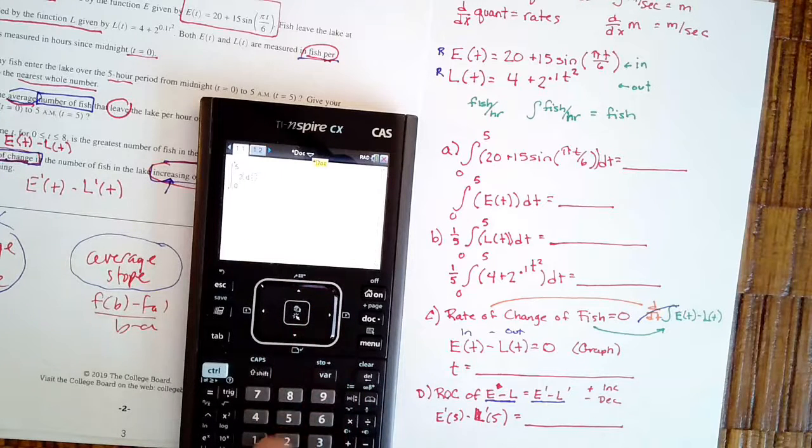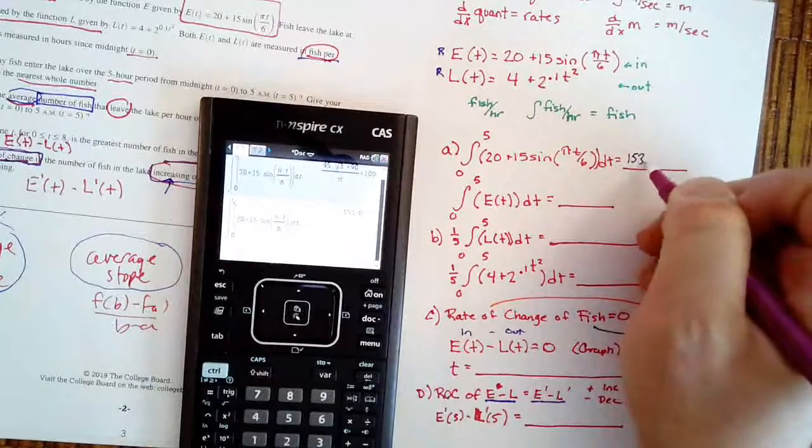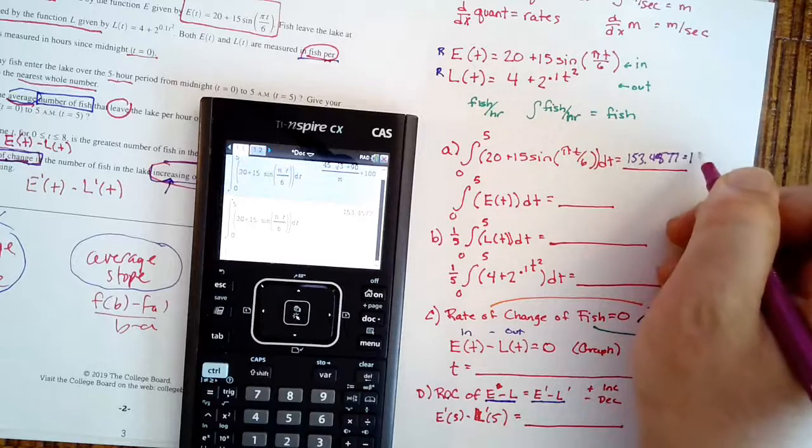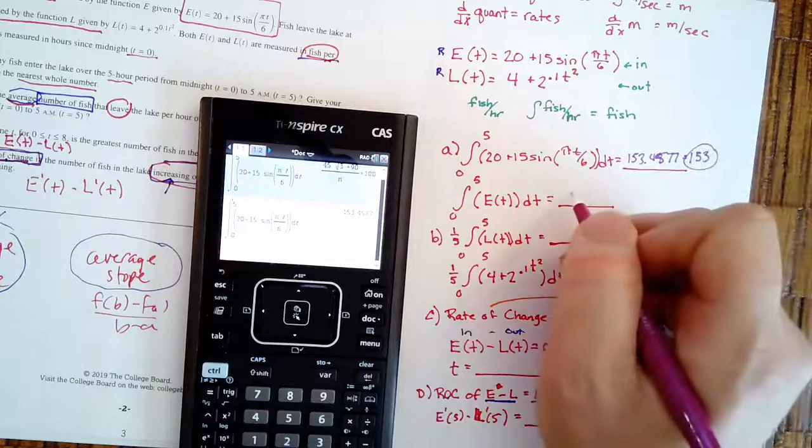of 20 plus 15 sine, using the fraction tool, pi times t over 6 dt, because I used the t in there. Hit enter. Control enter will give me the exact answer. I've got 153.4577. They wanted that to the nearest whole fish. So 153 is the right answer.